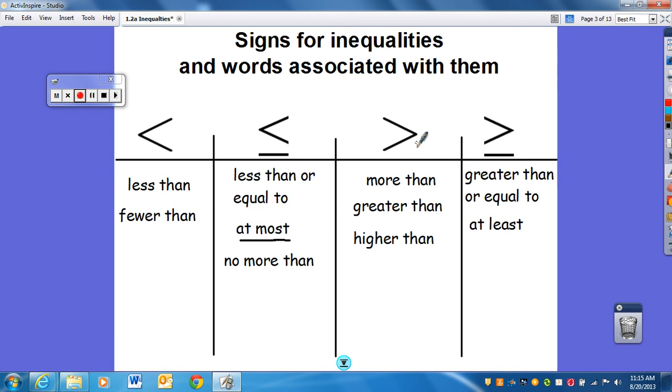When we see this symbol, we might say it is more than, greater than, or higher than. And this symbol, greater than or equal to, and also the phrase at least, which is a little tricky. So if I say you have at least 2 pieces of candy, that means you could have 2 pieces or more. At least.